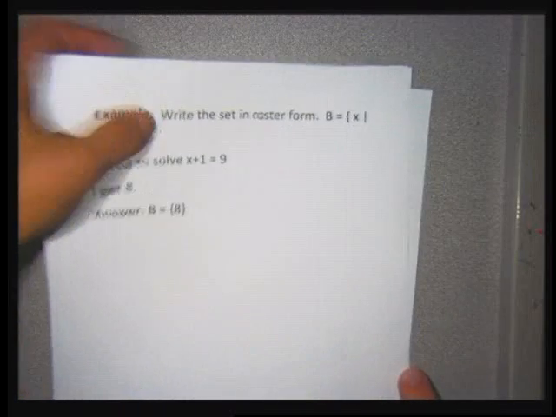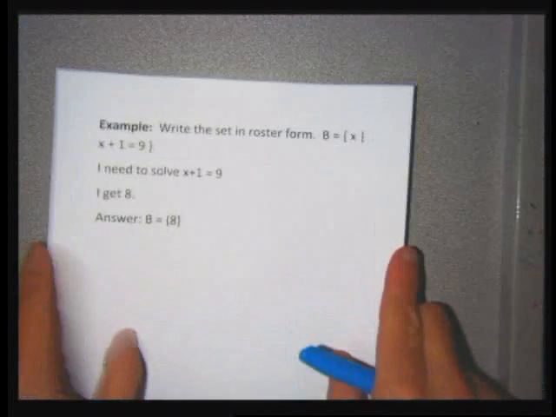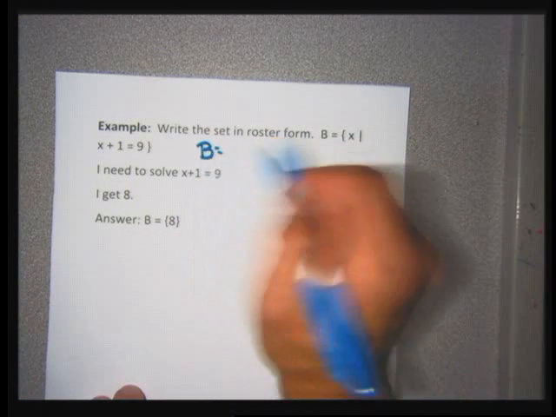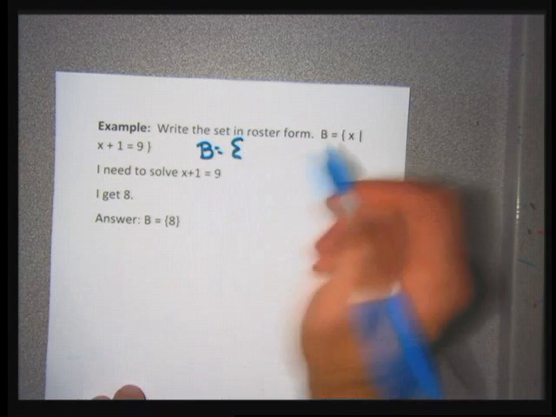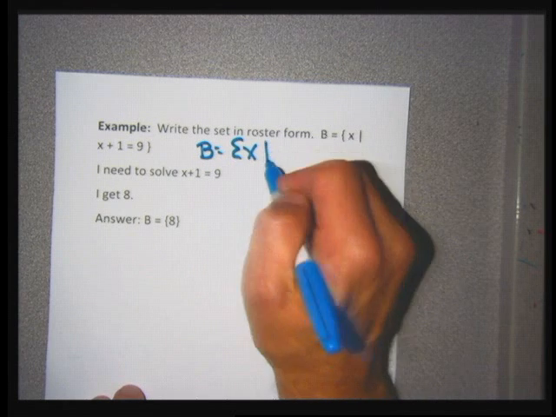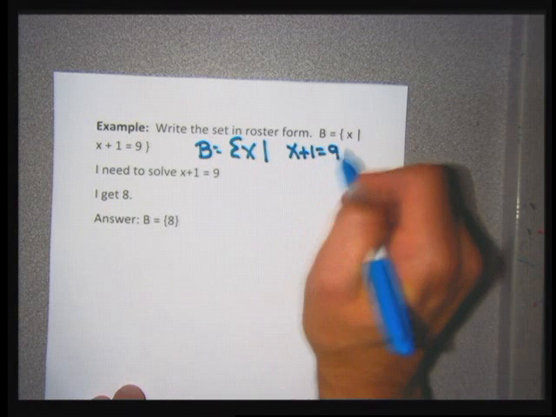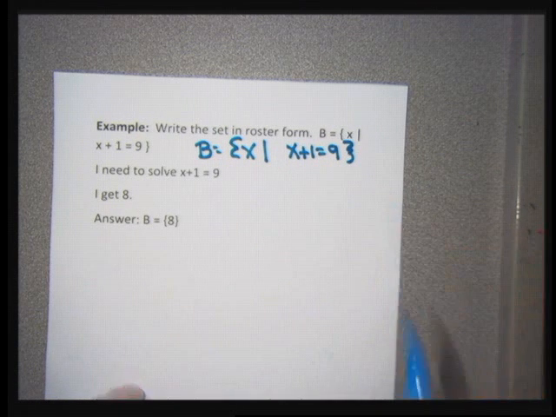Another one. This one's a little bit trickier, and when I blew up the font, it didn't really look so nice. So set B is a set of all x such that x is a solution to x plus 1 equals 9. This is the first algebra we're going to do all semester. We're not going to do a lot of algebra this semester.